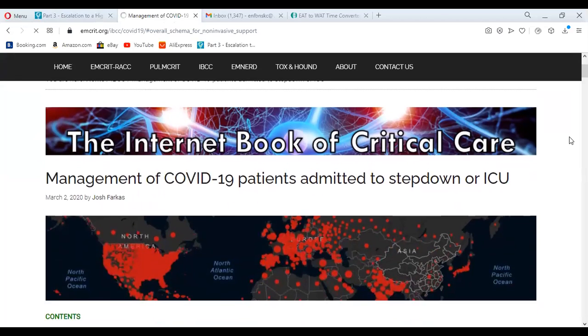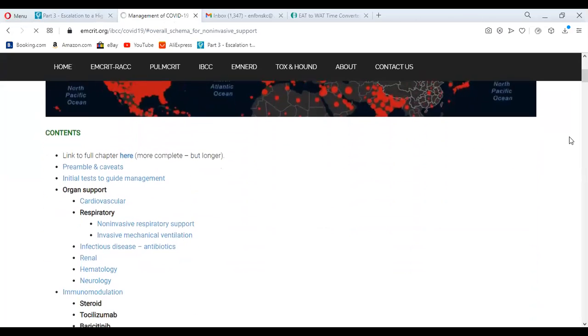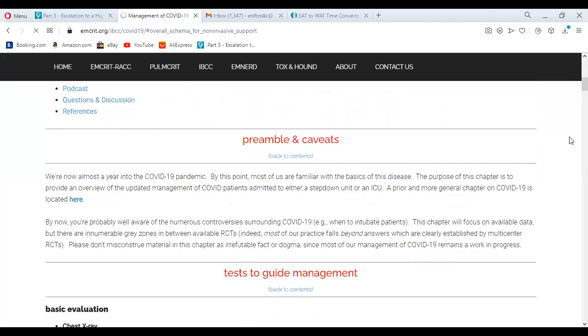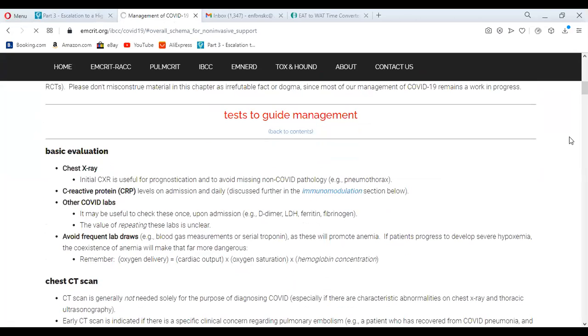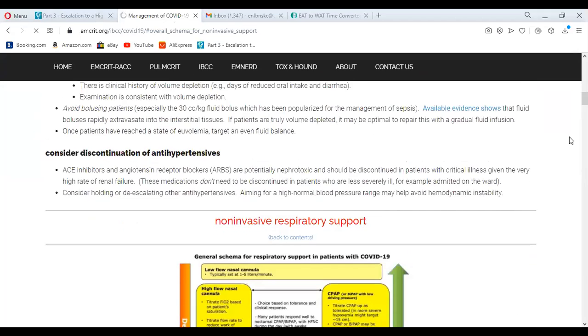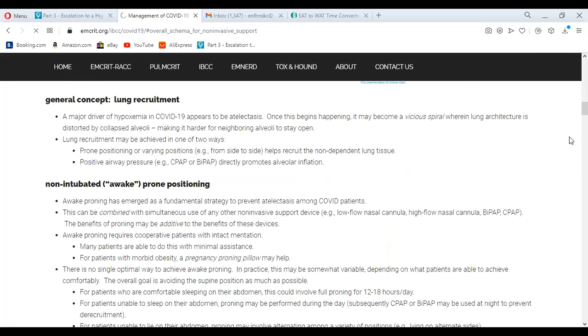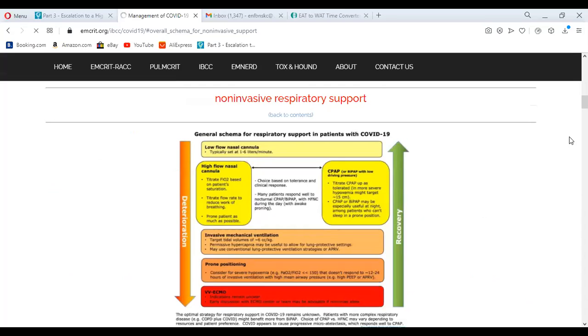Let's move down. Okay. Let's move to see where each individual equipment is being discussed. We have discussed all this. This is pertaining to the non-invasive respiratory support. So this is a diagram showing how one is supposed to move.